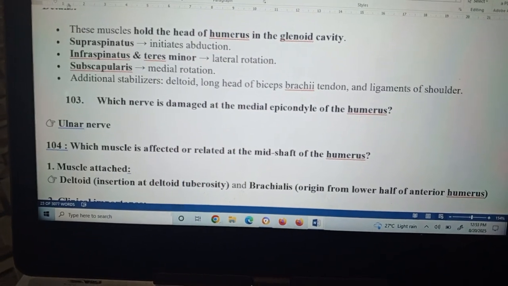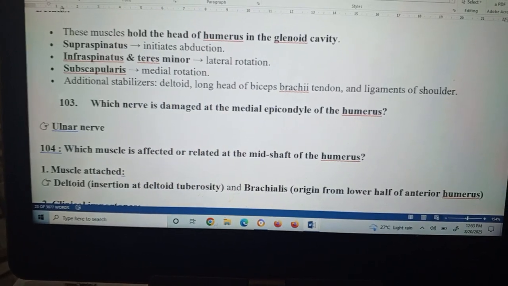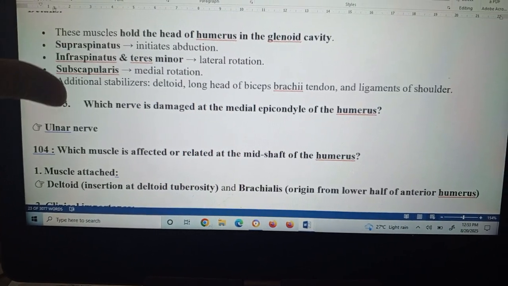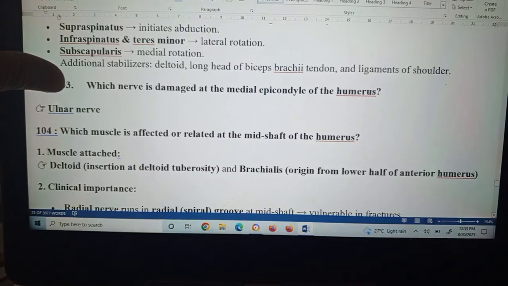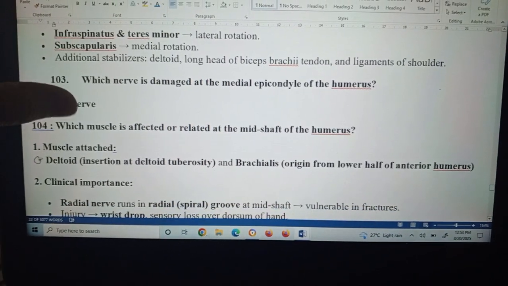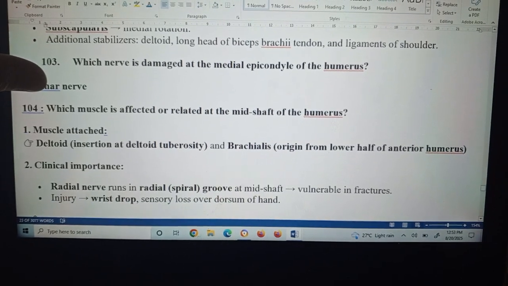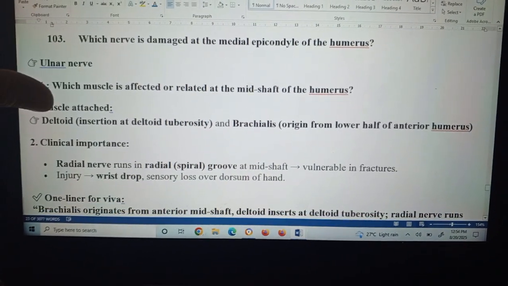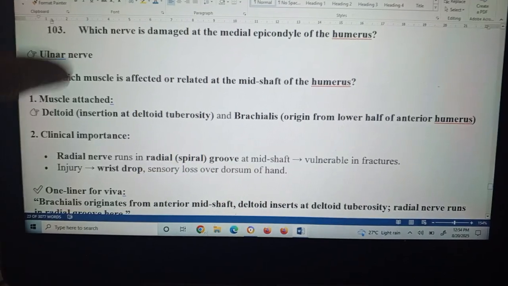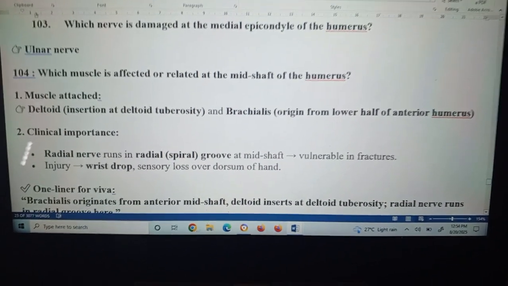Please see my video, that is very important, in which you can see how many degrees of abduction are performed by which muscle. Infraspinatus and teres minor perform lateral rotation, subscapularis medial rotation. Additional stabilizing structures are the deltoid, the long head of biceps brachii tendon, and the ligaments of the shoulder. Which nerve is damaged at the medial epicondyle of the humerus? You must know, it is a very basic and important question.